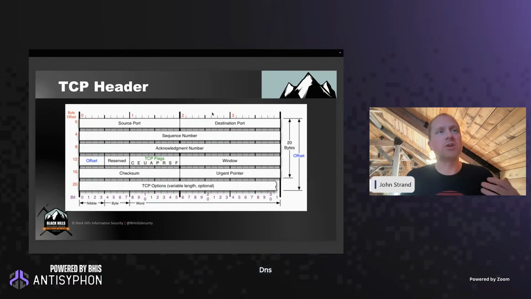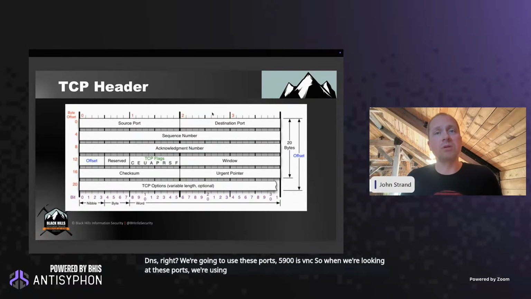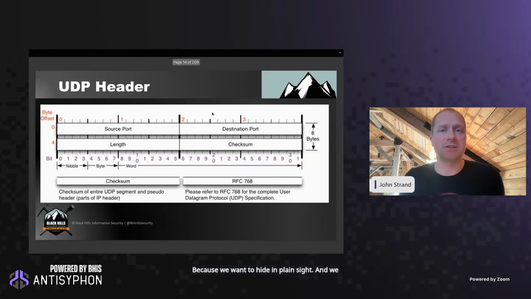DNS, right? We're going to use these ports. 5900 is VNC. So when we're looking at these ports, we're using ports that are normally used for day-to-day internet traffic to communicate on, because we want to hide in plain sight. And we'll talk more about that here in just a couple of seconds.